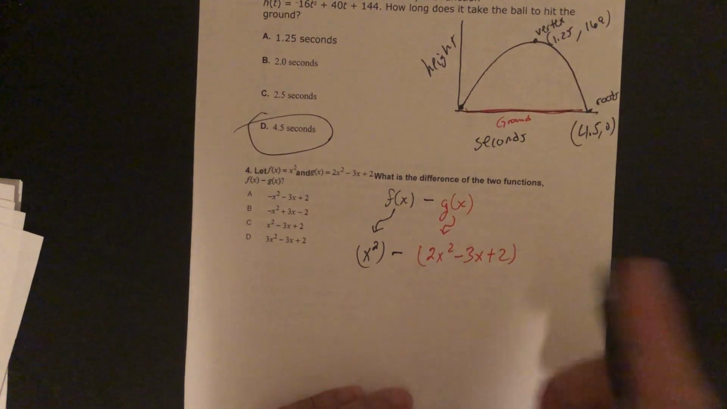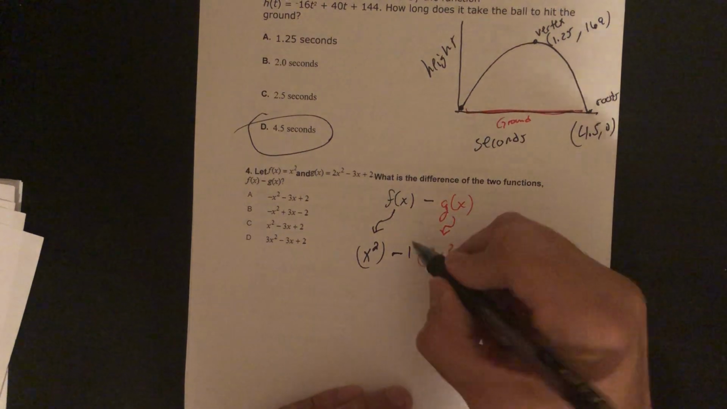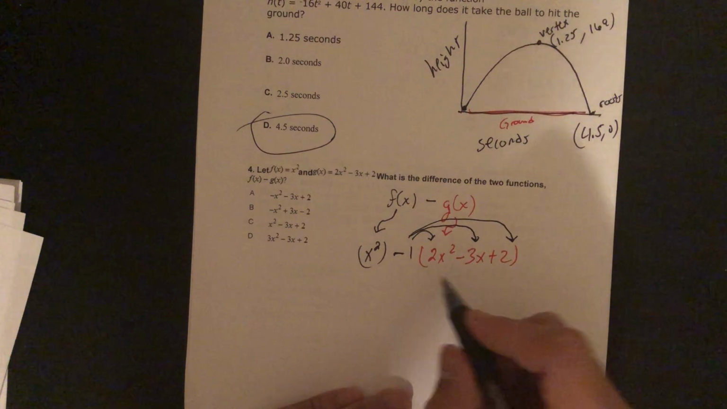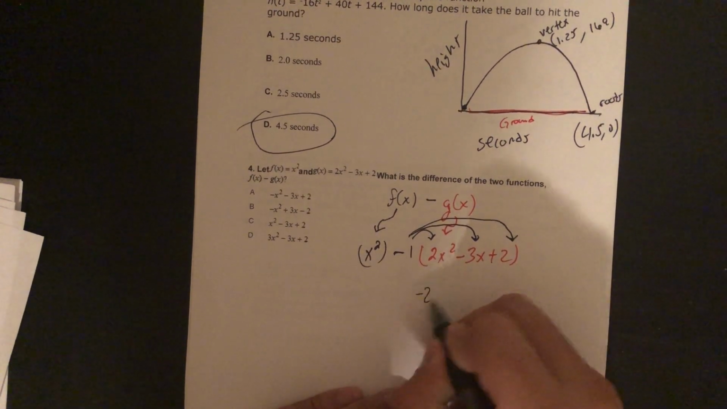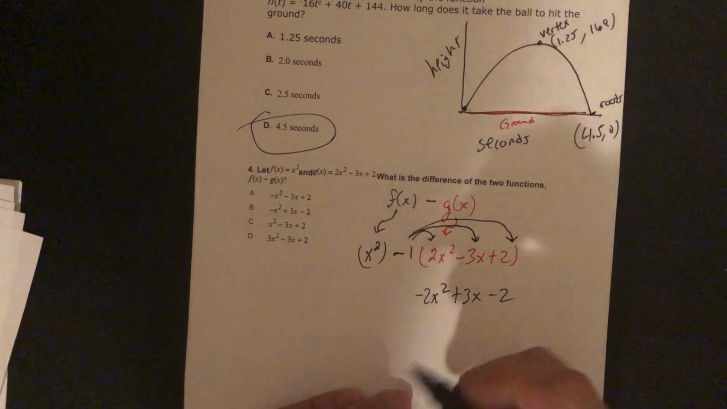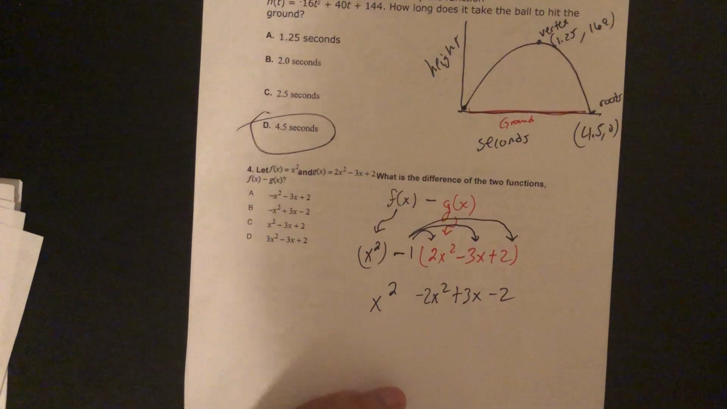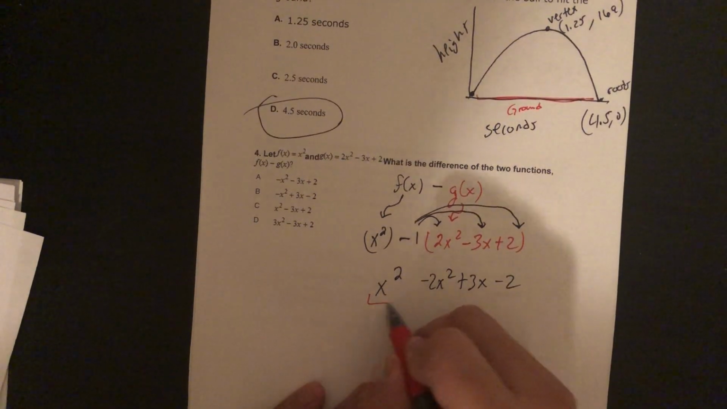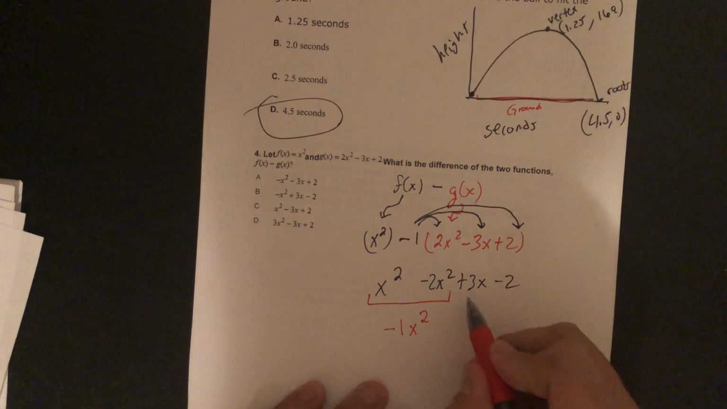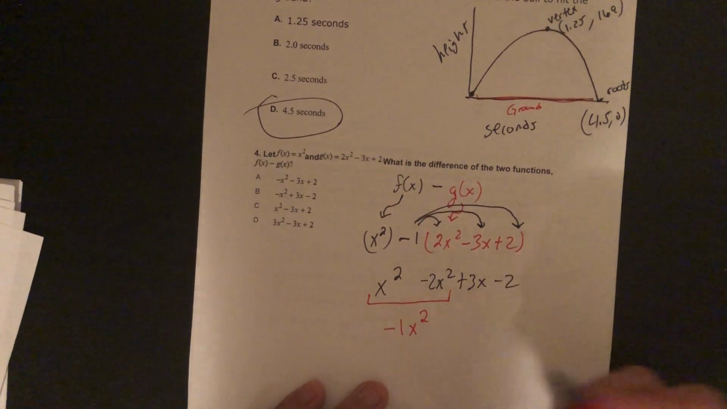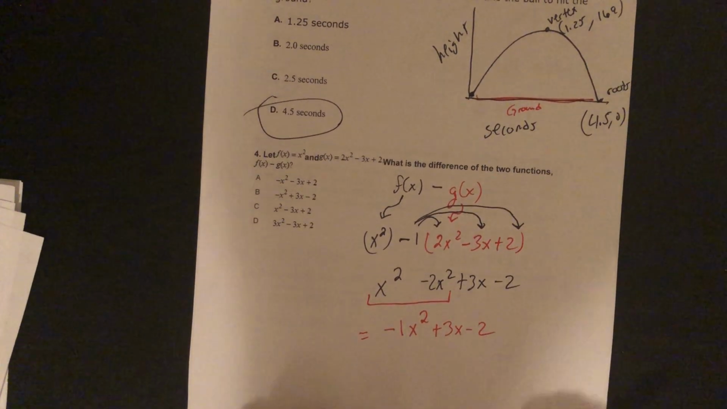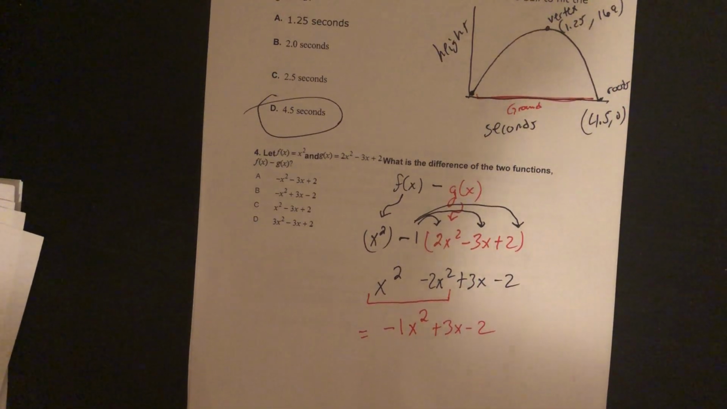And now I can get rid of the minus by making it a minus 1 and then doing the distributive property. So negative 1 times 2x squared is negative 2x squared plus 3x minus 2. And now I'm going to bring down my x squared and I can combine my like terms. So x squared minus 2x squared is just negative 1x squared. And then the rest of the problem, there's nothing I can combine it with, so I'm just going to copy it down, plus 3x minus 2. So clearly, my answer is B.